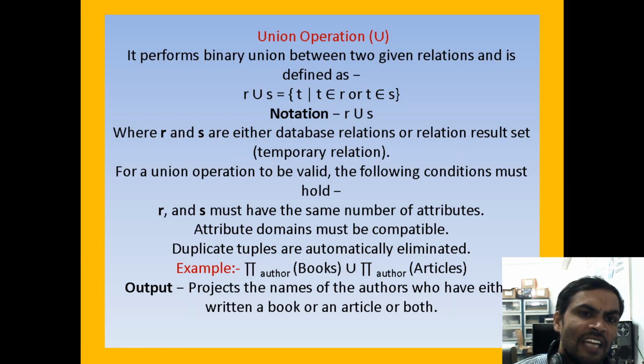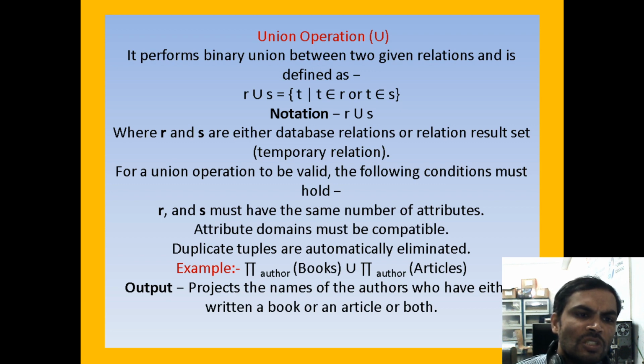Now we have the union operator. This union operator works between two given relations, R union S. When you are representing it as a set, T is such that T belongs to R or T belongs to S. The notation we use is R union S.